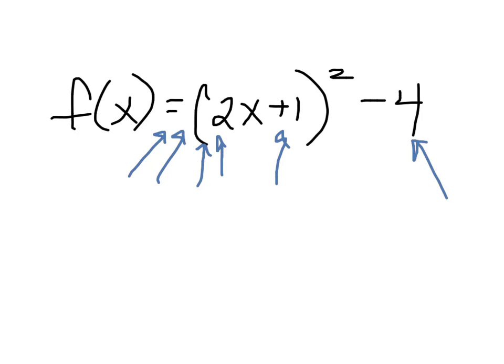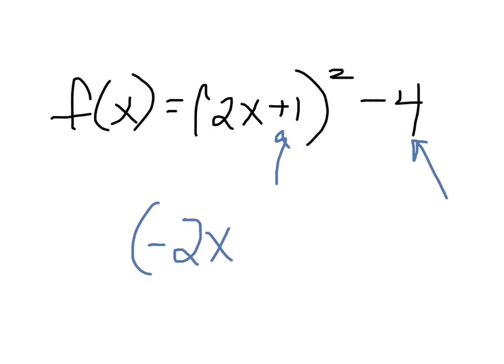Are we reflecting it over the x-axis? No, we're not. Are we vertically stretching it or shrinking it? No, we are not. That's not changing. Are we reflecting it over the y-axis? So what do I need to insert? A negative. Are we doing any more horizontal stretching or shrinking? No. Are we going left or right any? Yeah, left. How far? 2 units.